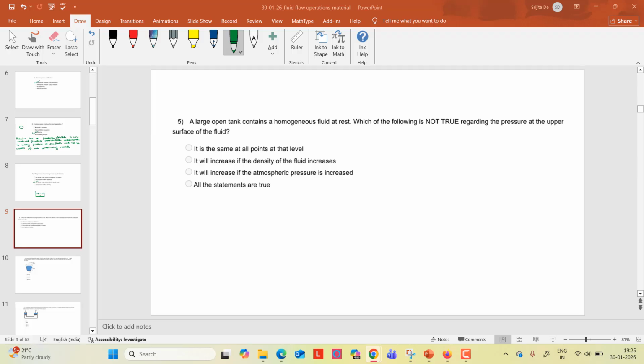So what do you think? Which sentence is not true? In an open tank, at the surface level, if the point is at the same level, the pressure is the same at all points. It is true. Just now you have seen. It will increase if the density of the fluid increases.